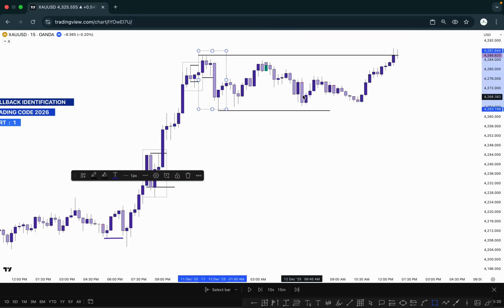Okay, and if you are thinking why we don't consider this as a valid pullback, and this one too, it's because these are internal. So we need to understand where our major pullback and minor pullback are.